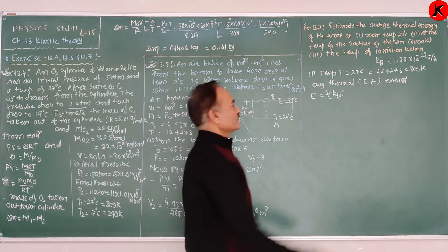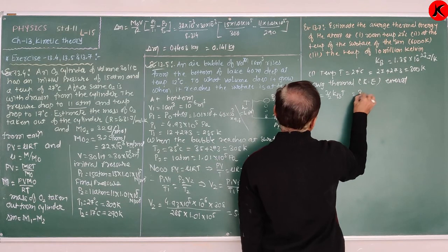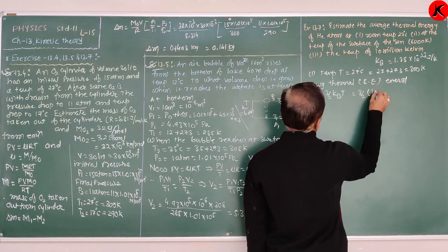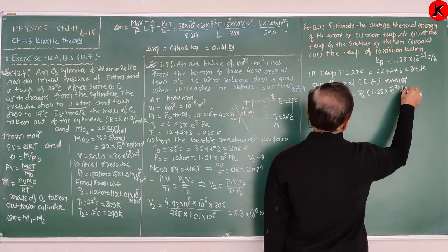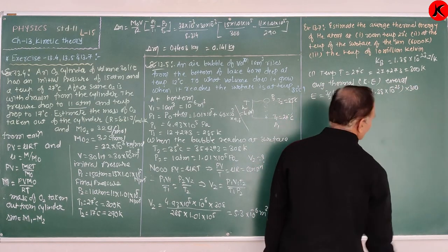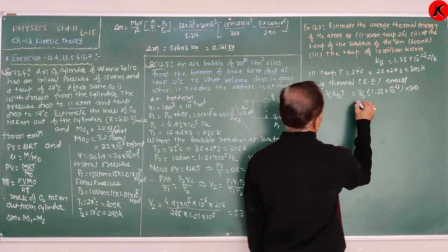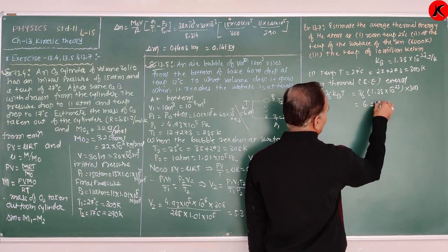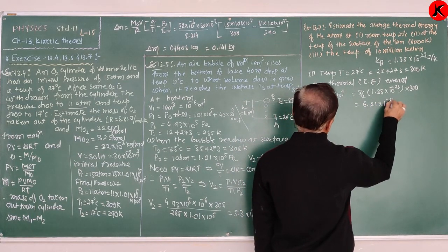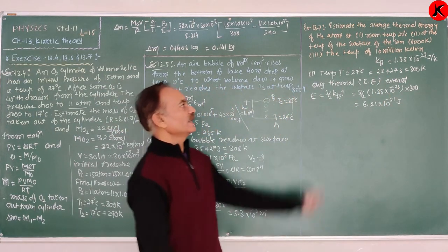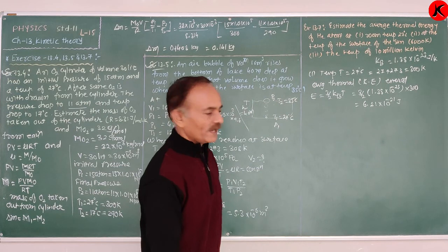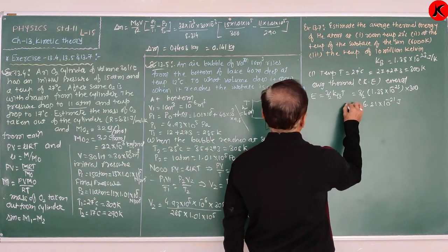Now we substitute the value of T. 3 by 2 kB, 1.38 into 10 to the power minus 23, temperature is 300 Kelvin. So its answer is 6.21 into 10 to the power minus 21 joule. That is the average thermal energy of a helium atom at room temperature.